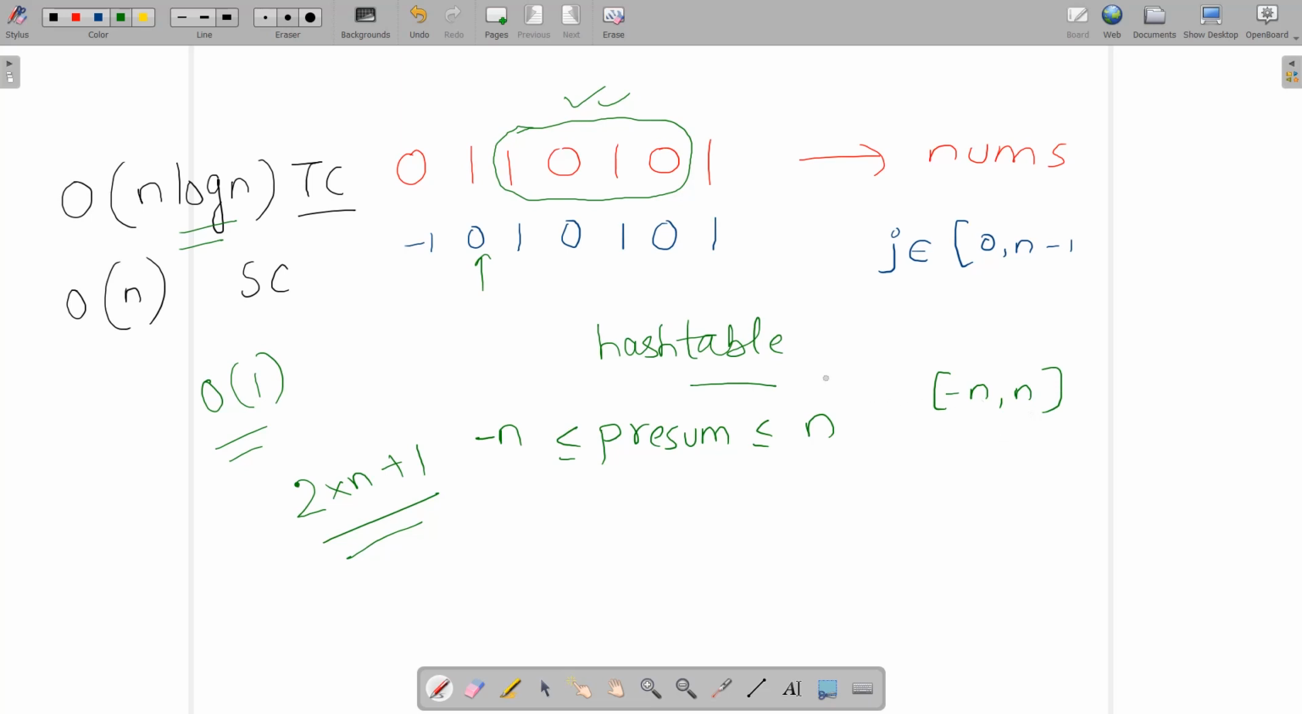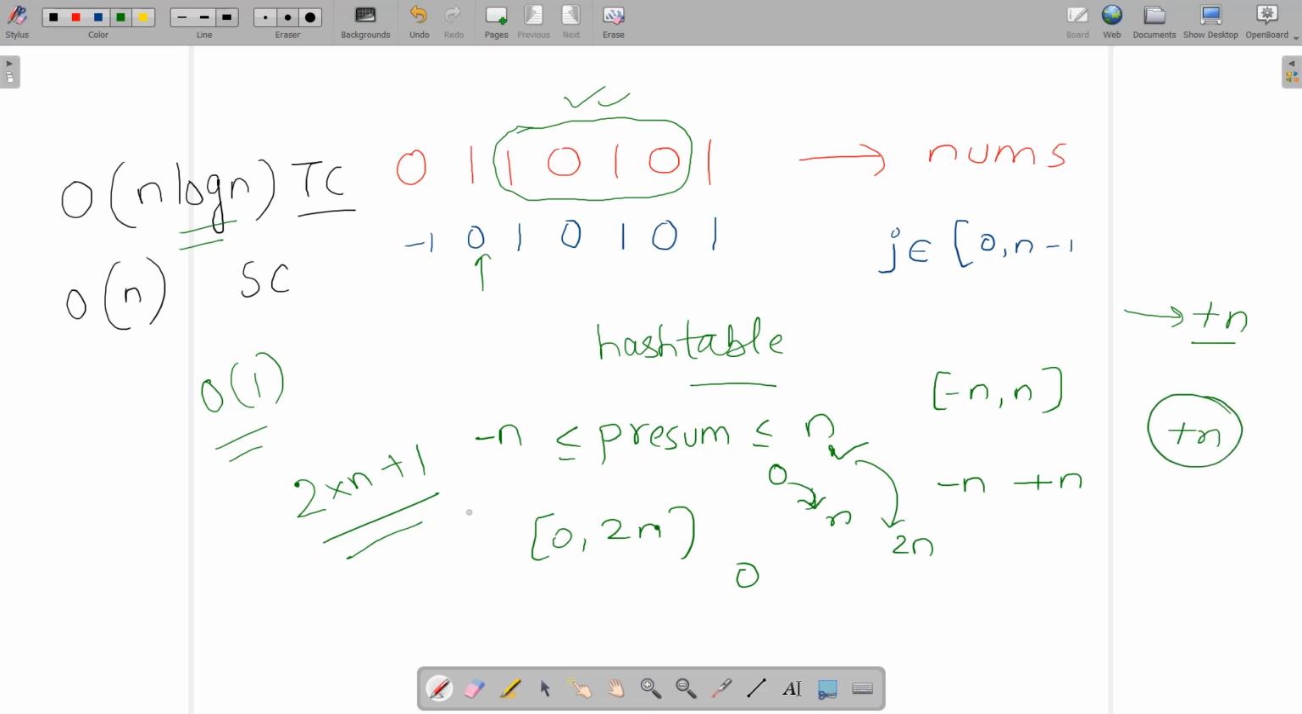So we can always map any prefix sum in the range from 0 to 2n. We can always do that, because when we are going to have minus n, we will increment the value by n. Like if you are facing minus n, I will map it to 0, and when you are facing the value 0, I will map it to n. When you are facing the value n, I will map it to 2n. Like every value is going to be shifted by plus n positions.